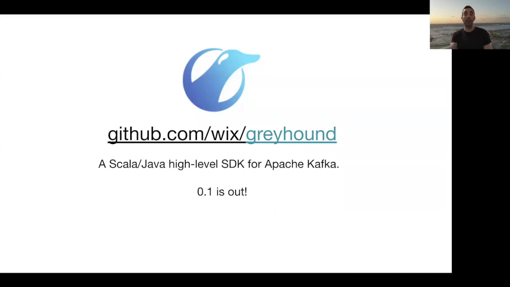And Greyhound is open source, like I mentioned. It's currently in version 0.1. So it's not the 1.0 stable version that ZIO has reached, because we are still maybe changing APIs as we go along. But you can go ahead and check it out on this link.